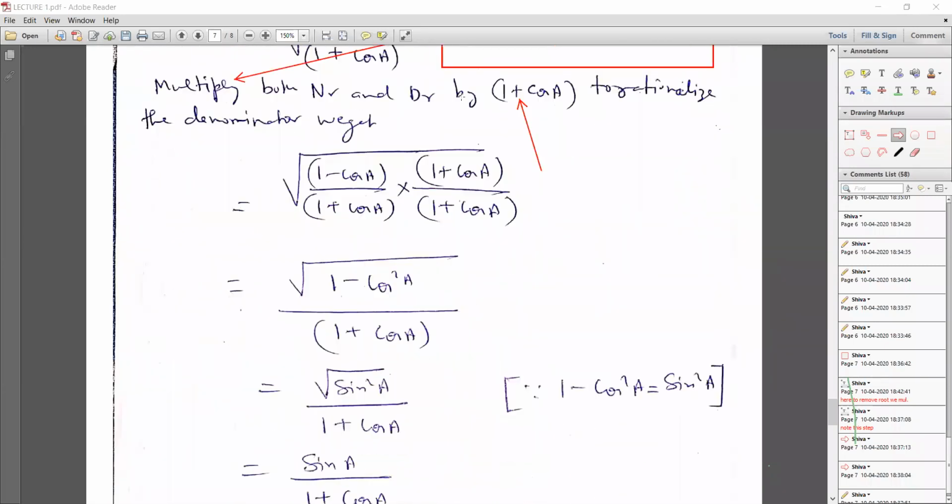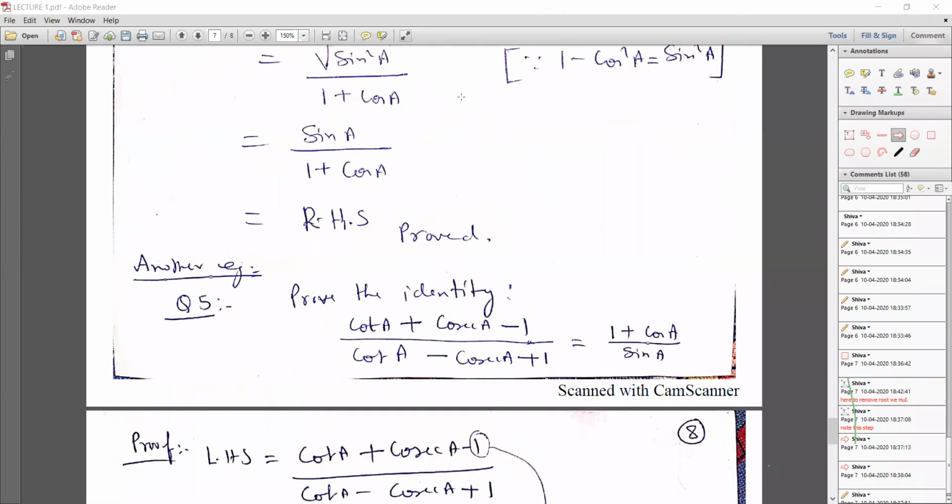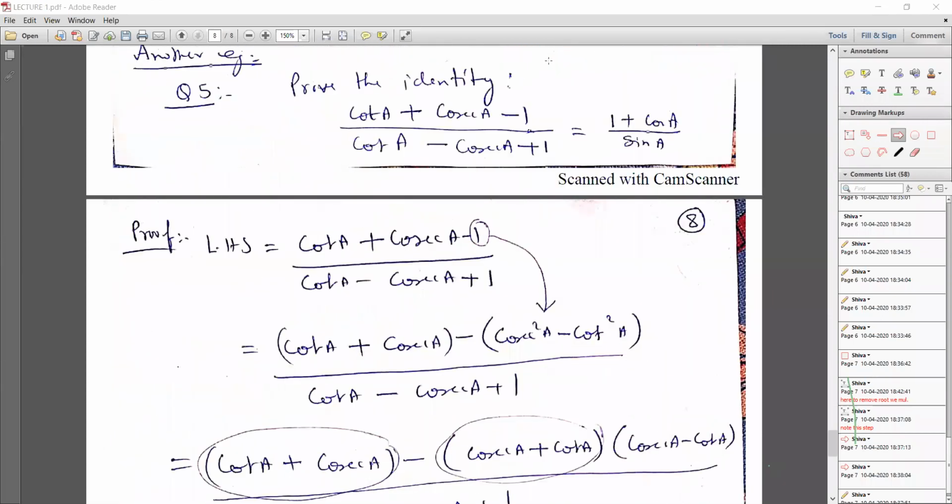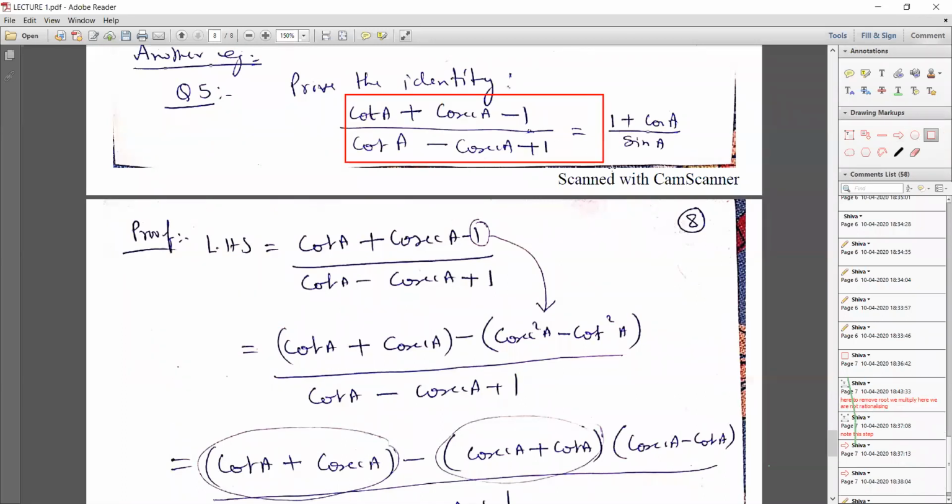So let us start with one more example. And this type of case is generally asked also in the exam.